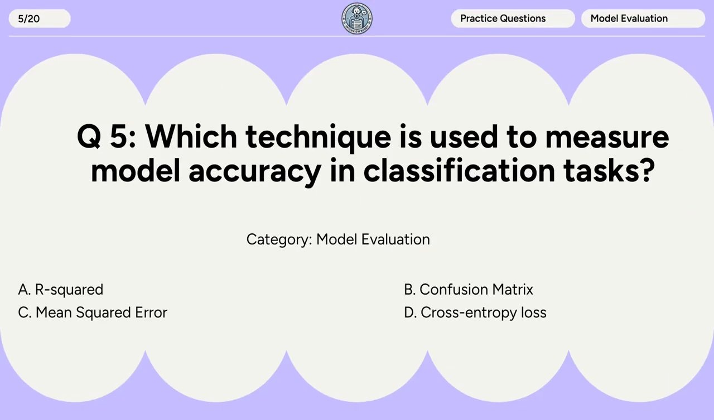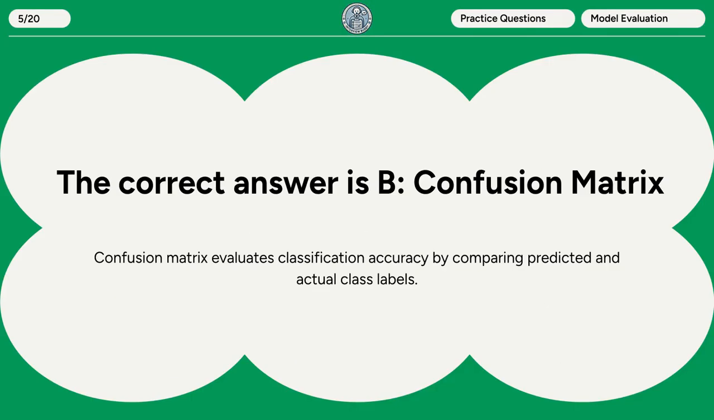Question 5. Which technique is used to measure model accuracy in classification tasks? A. R-squared. B. Confusion matrix. C. Mean squared error. D. Cross-entropy loss. The correct answer is B. Confusion matrix. A confusion matrix evaluates classification accuracy by comparing predicted and actual class labels.